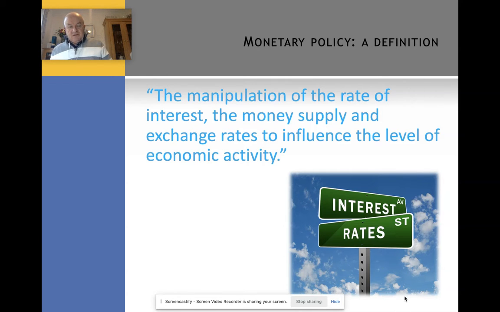So, a quick definition of what monetary policy is. It's basically the manipulation of the rate of interest, the money supply, and exchange rates to influence the level of economic activity. Now, on the basis of that, the fact that you've got interest rates, exchange rates, and economic activity, you can see how they are essentially interwoven. So, rate of interest, the level of money supply, and also exchange rates can all be influenced by interest rates, as we'll see as we go through the presentation.